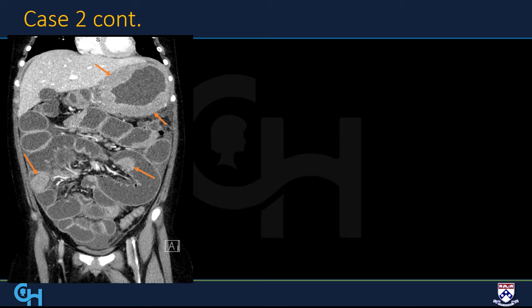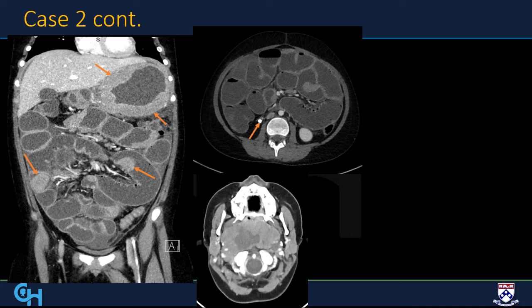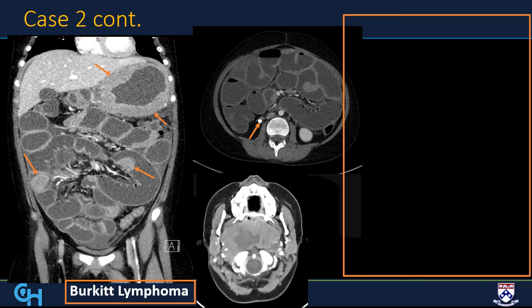There was presence of numerous and large lymph nodes, as well as this axial image demonstrating the calcification seen on x-ray, which appears to be within a lymph node. This patient also had a large centrally necrotic nasopharyngeal mass. This is the mass that was actually biopsied, and the patient was diagnosed with Burkitt lymphoma.